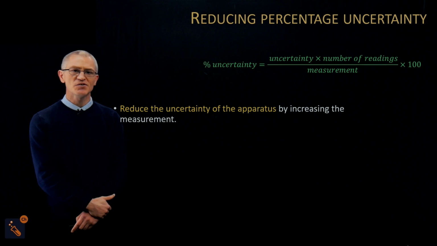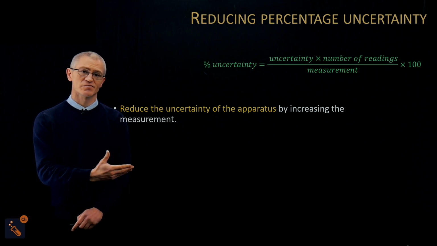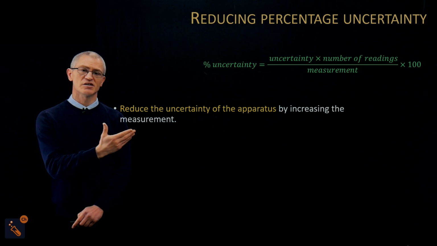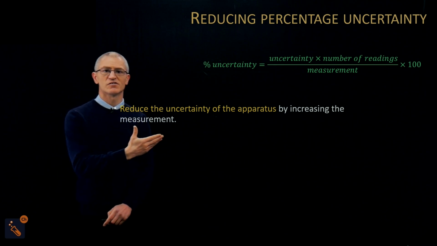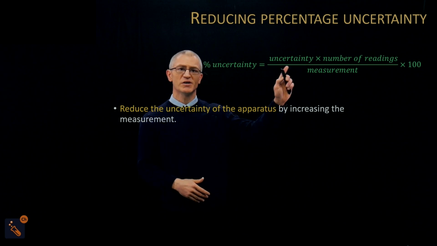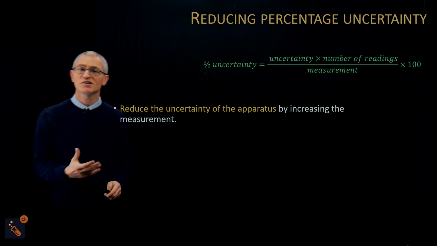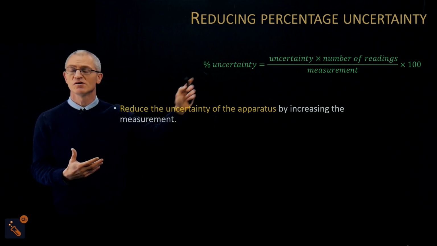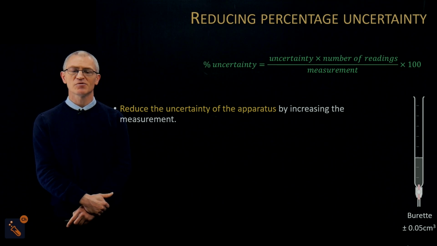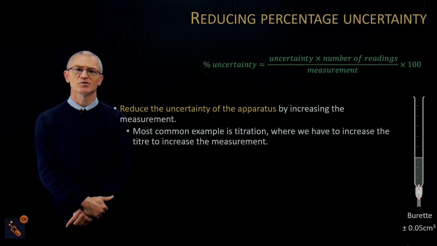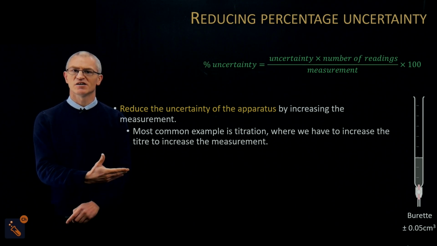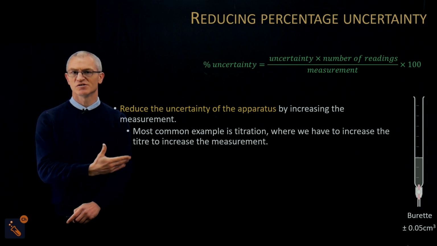So if you want to change the measurement, you can therefore reduce the uncertainty of the apparatus. So the measurement is divided by, so we need to make that measurement larger. If we make that measurement larger, we can reduce the uncertainty overall of the apparatus. The apparatus most commonly done for this is a burette. I've given the uncertainty here as 0.05. And the most common example is therefore titration. And we have to increase the titer to increase the measurement, because the measurement is the titer.